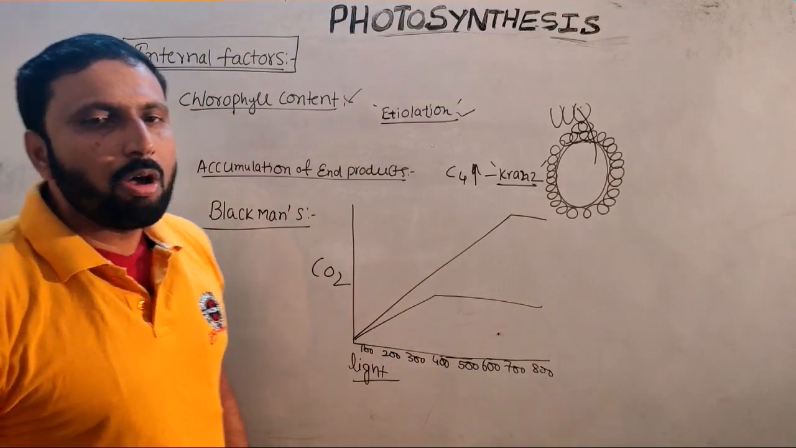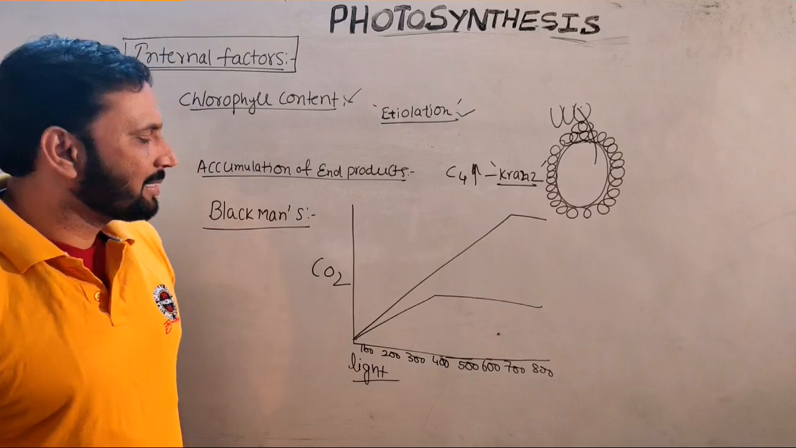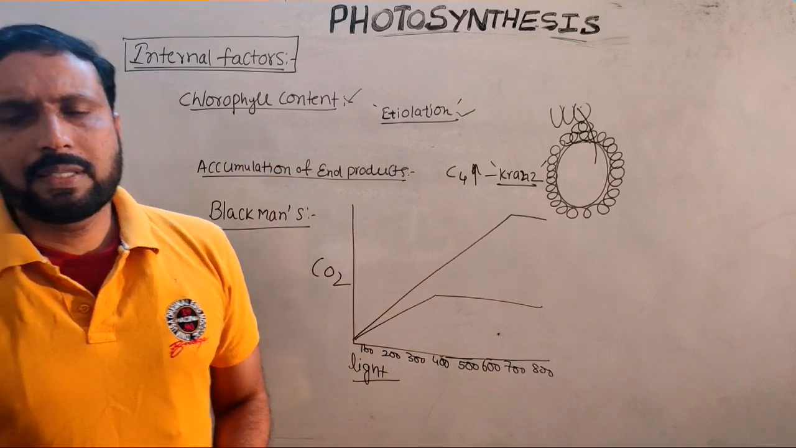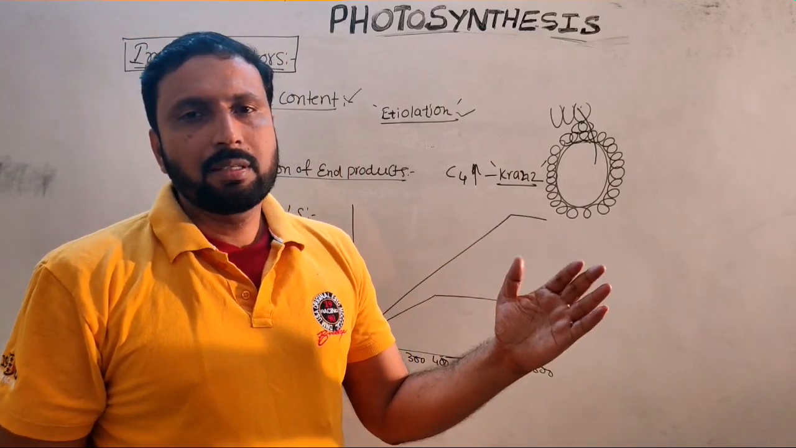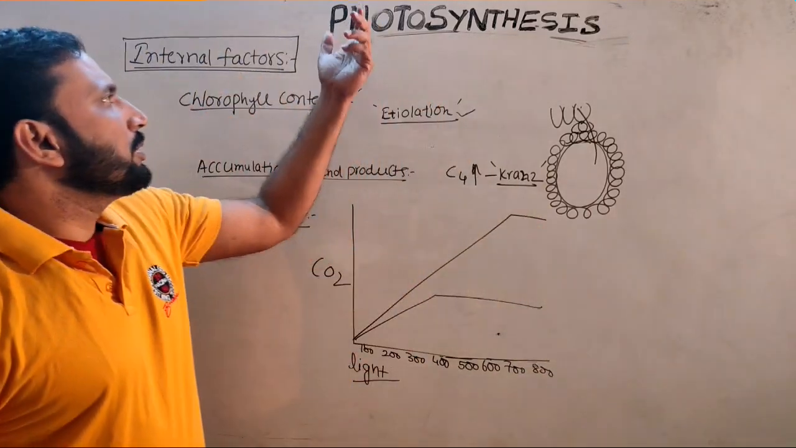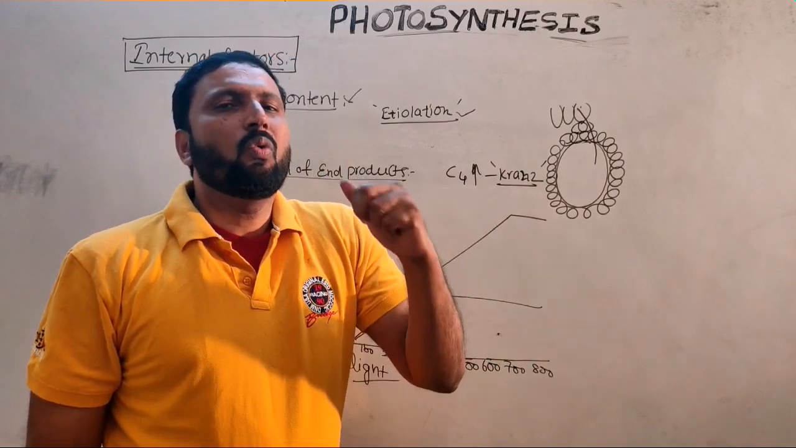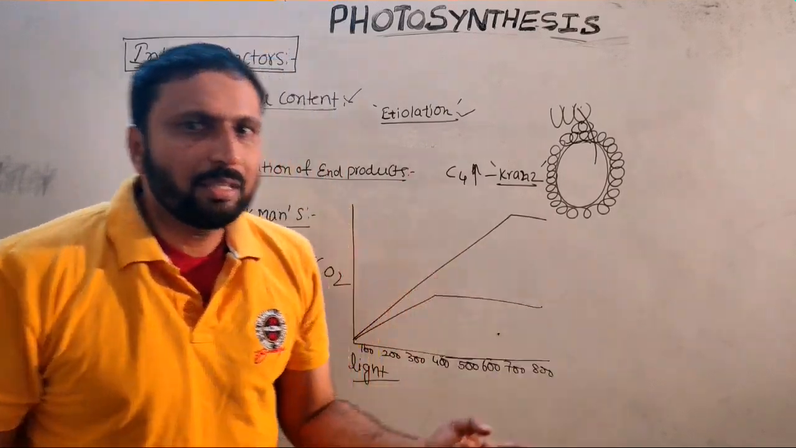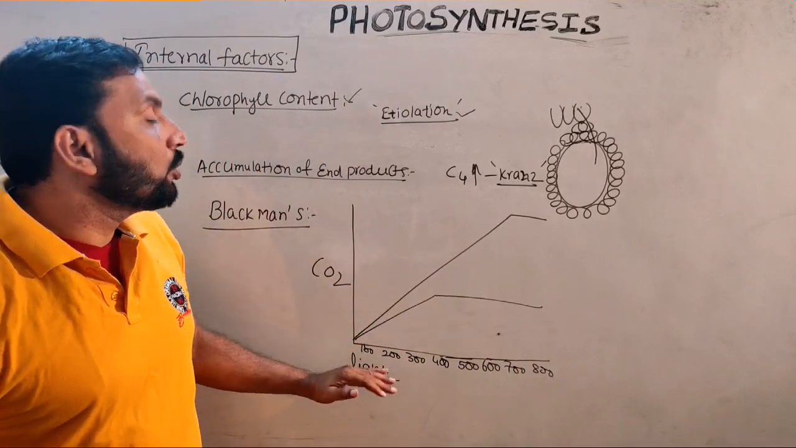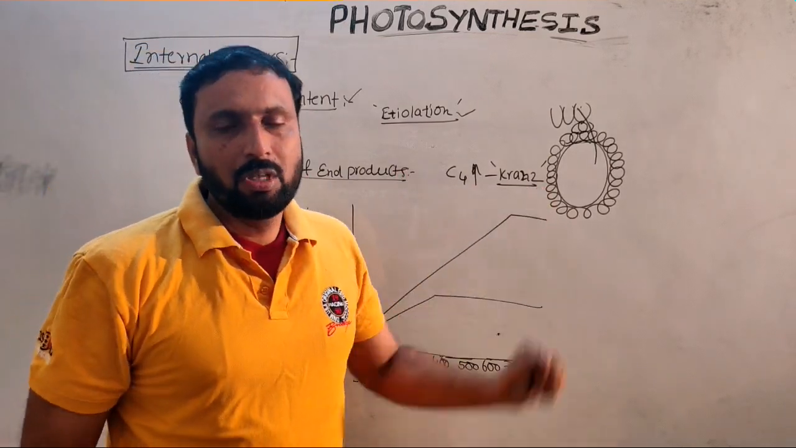And mainly Blackman's law of limiting factor. So Blackman's law of limiting factor means, according to Blackman, not only photosynthesis, when you check any process, that process depends on different factors. Suppose you take photosynthesis, it depends on light, carbon dioxide, oxygen, water, different factors are there. So in that, the slowest available factor controls the entire process. That is Blackman's law of limiting factor.